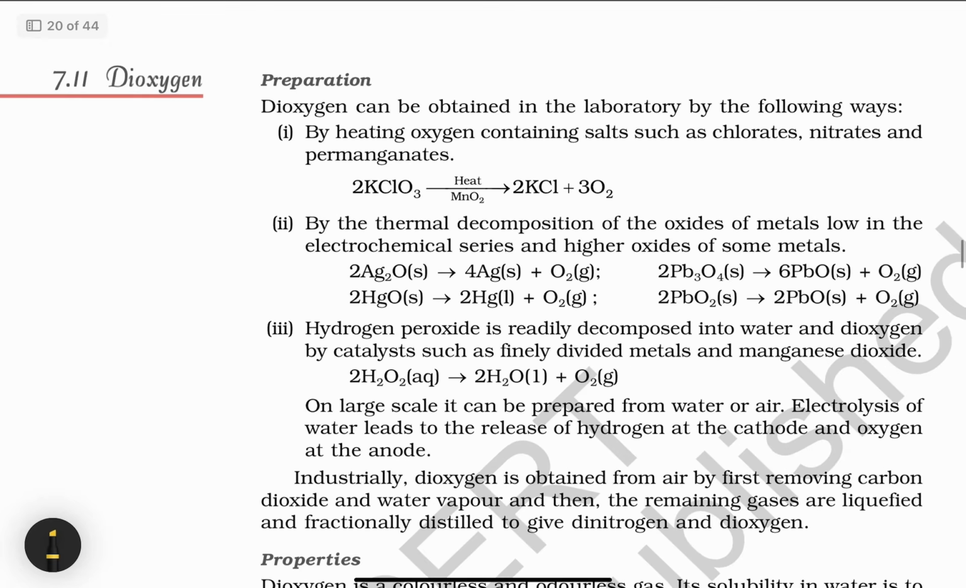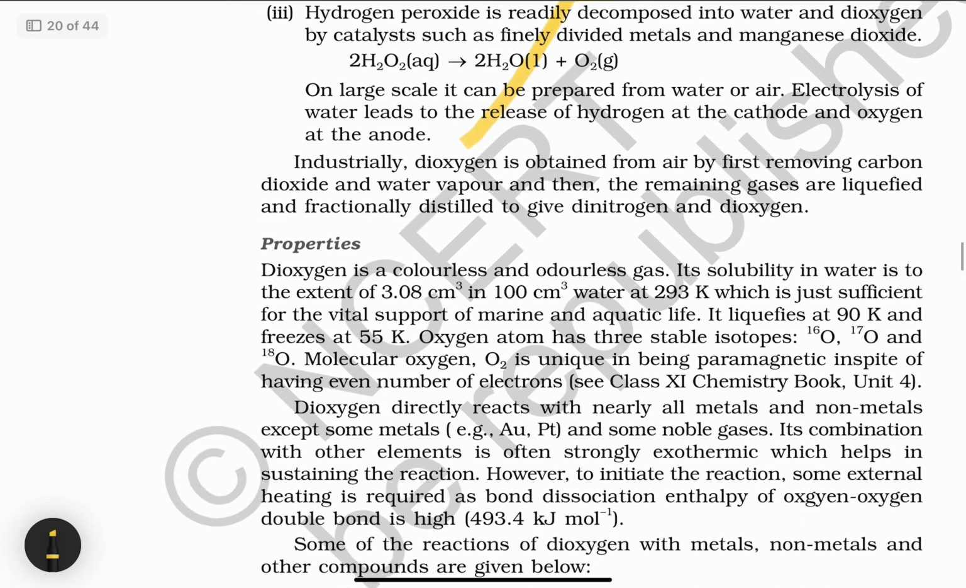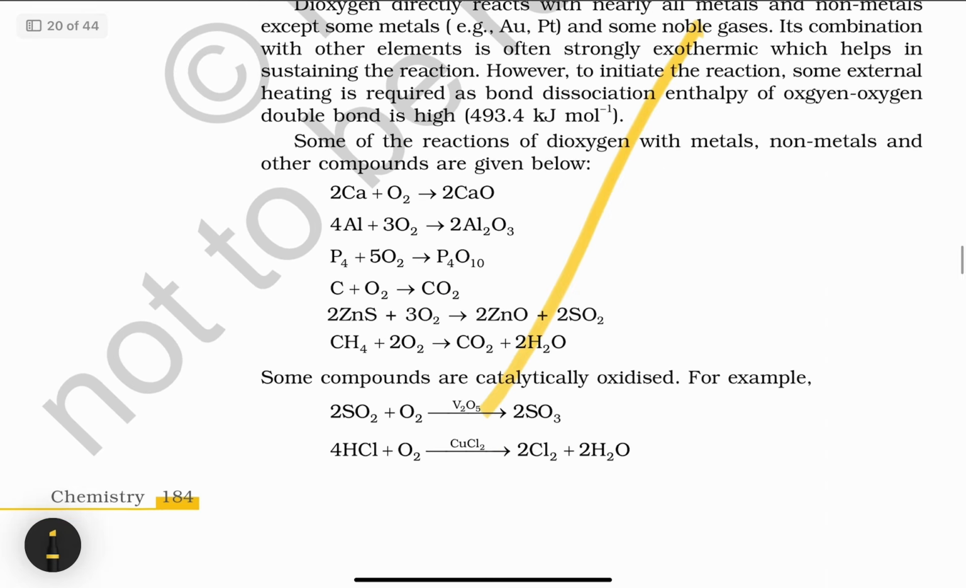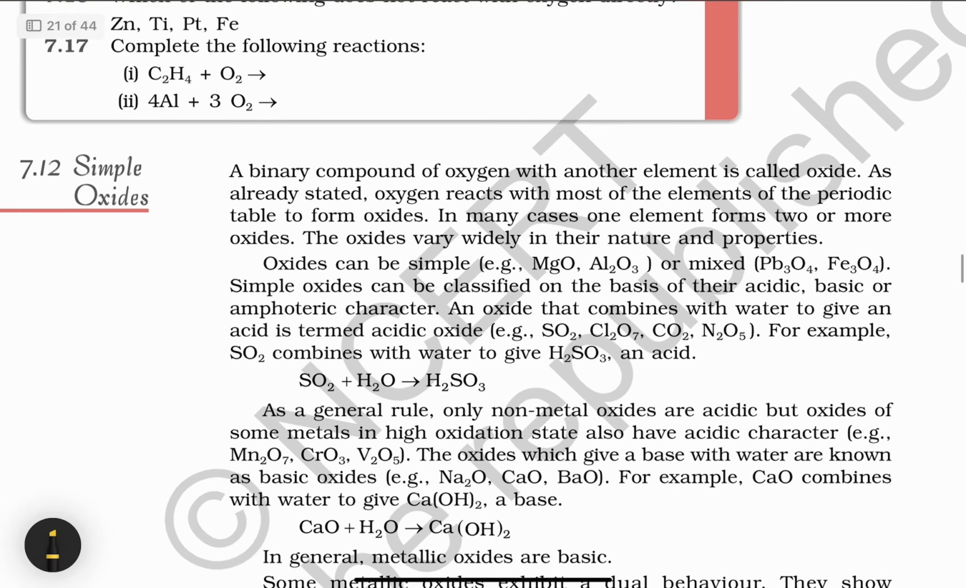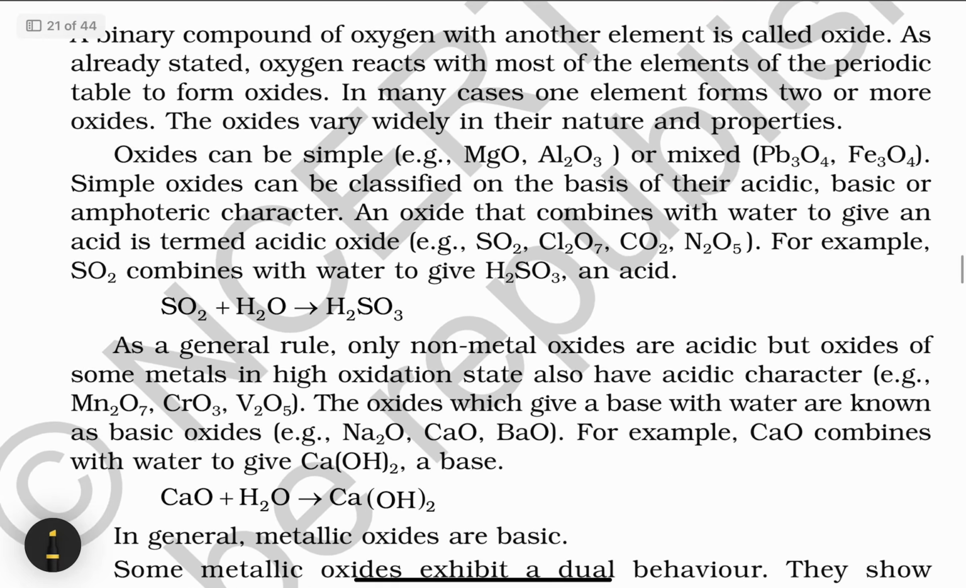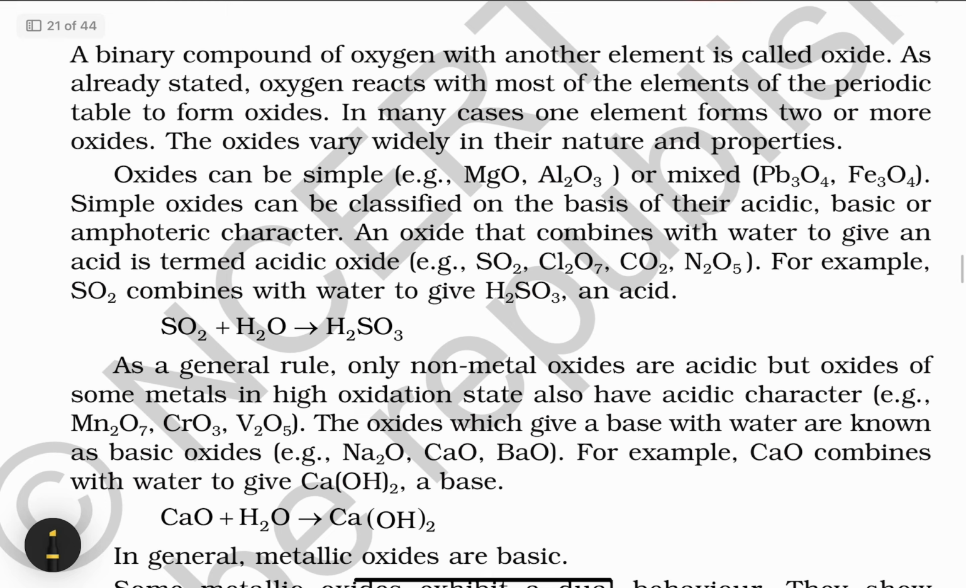So coming to dioxygen, this is not required now. Properties are also not required. Simple oxides, yeah, this is a regular point, so you can read this one. A binary compound of oxygen with another element is called oxide.